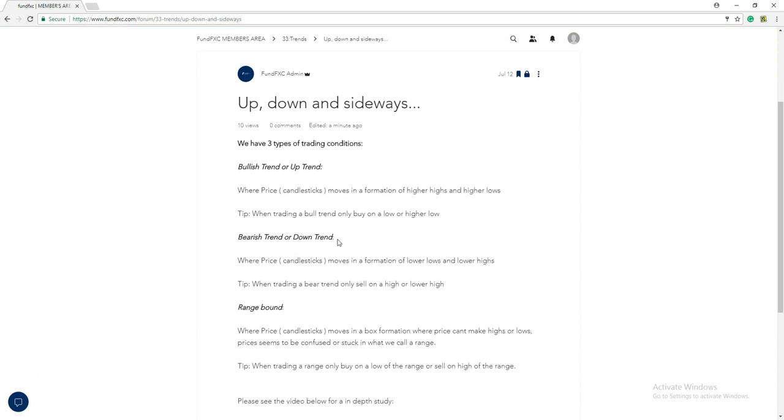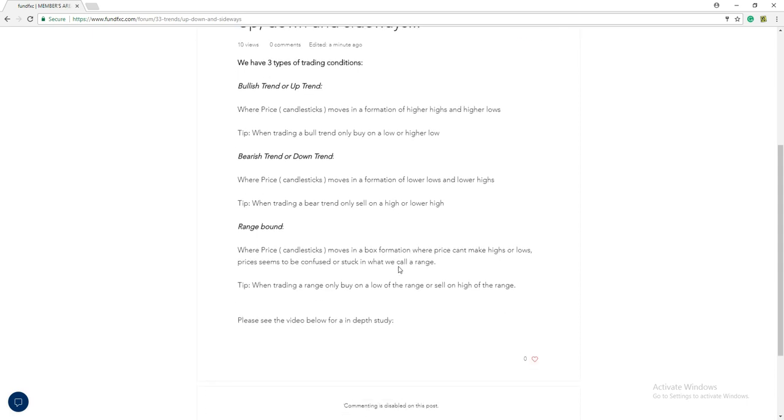Bearish trend or downtrend: when price action or candles move in the formation of lower lows and lower highs. Tip for when trading a downtrend: when trading a bear trend, only sell on a high or a lower high.